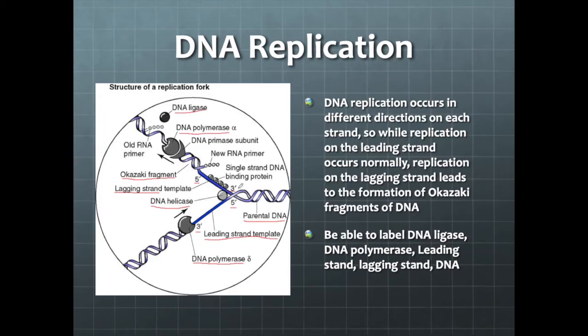So as you see here on the bottom, we have our leading strand template, and this is going to be our leading strand with our DNA polymerase. Behind it is going to be our DNA that the polymerase has already combined those hydrogen bonds, and it's going to follow the helicase through.